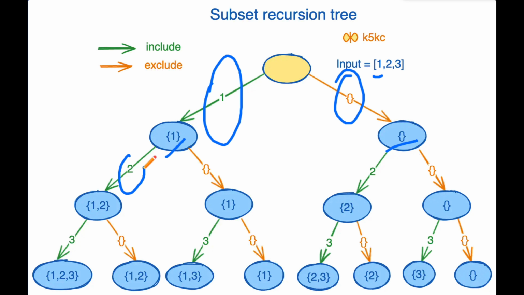Similarly, for 2, we do the same thing. Should we include 2 in the set or not? Suppose we include it, it becomes 1 2. If we don't, then we will just get 1. Similarly, we again do it for the empty set we had here. Either we include, then it will be 2, or if we do not, then it stays empty. Then we come to the third element, which is 3, and we know that this is the last element, so this is where our DFS will end.